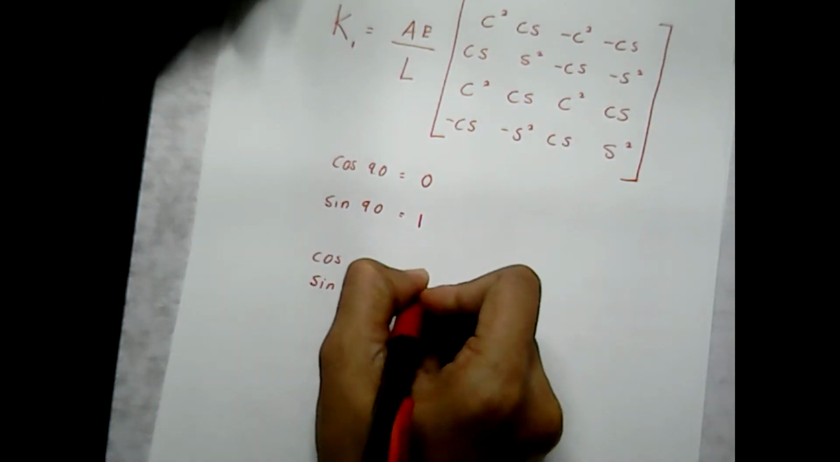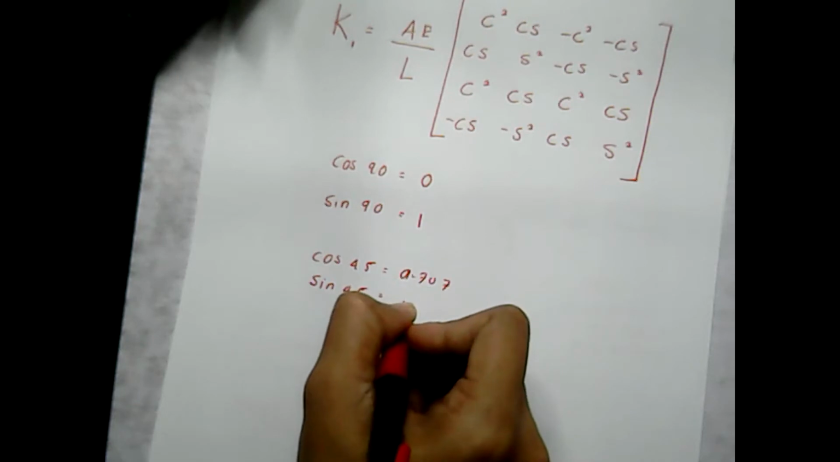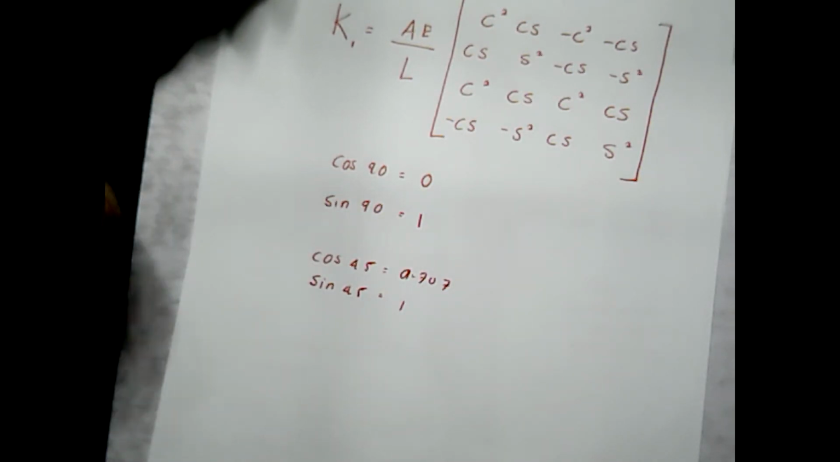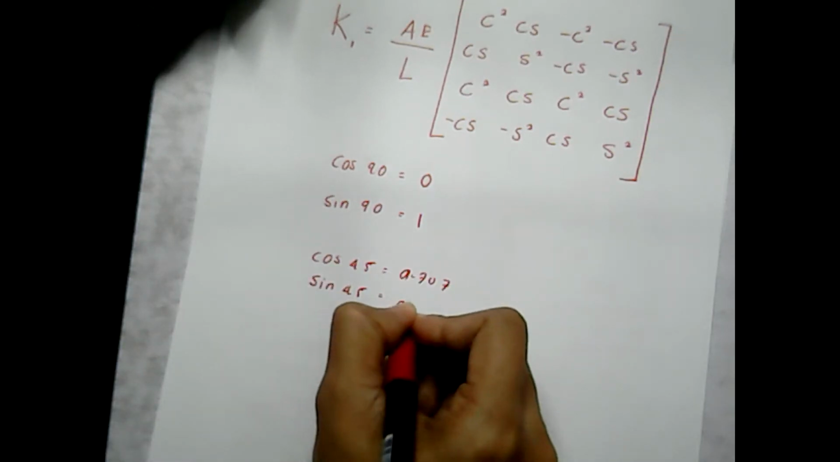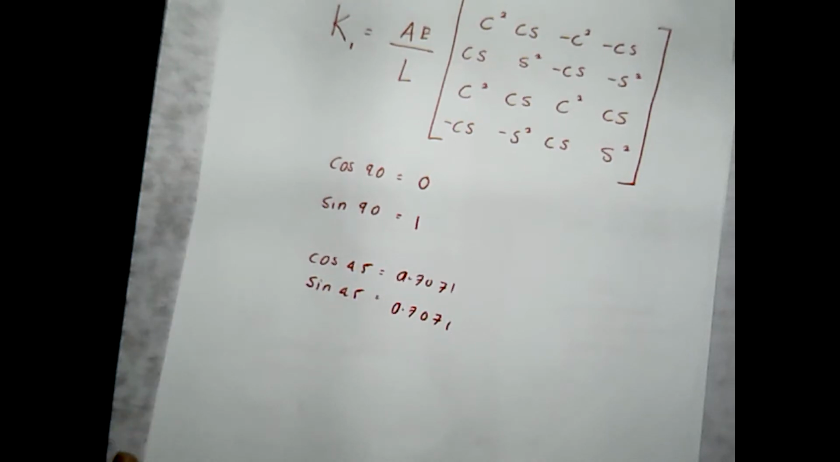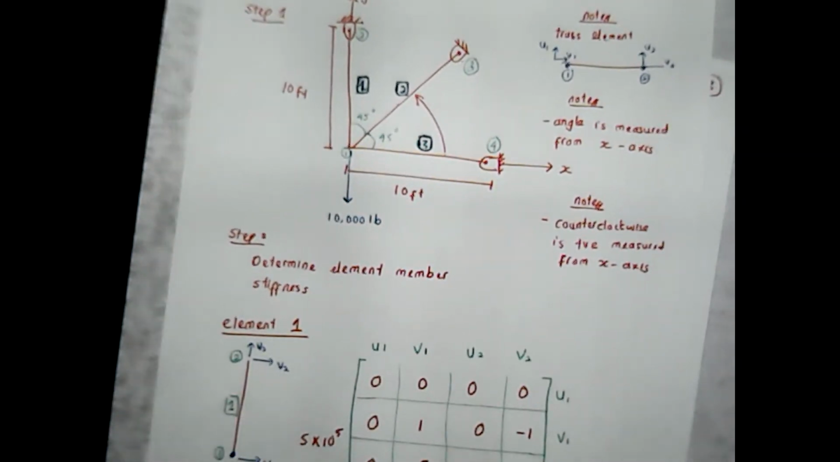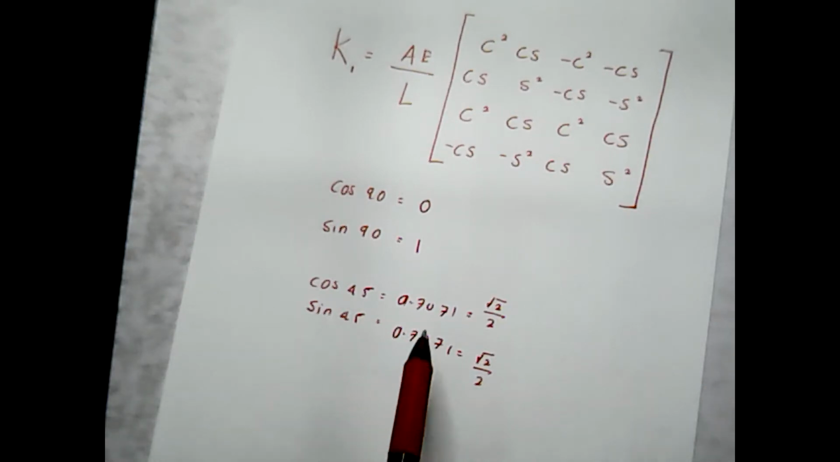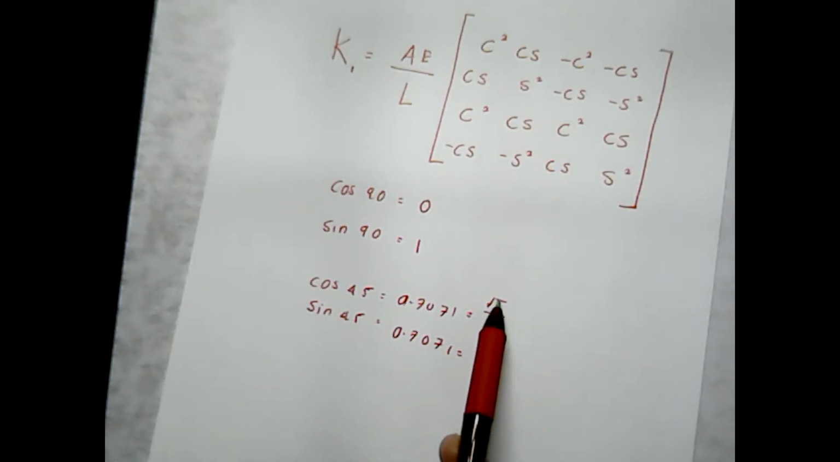Cos 45, sorry, is 0.707, and sine 45 similarly. You will get 0.7071 for both. So once you get 0.7071, that is equivalent to square root 2 over 2.